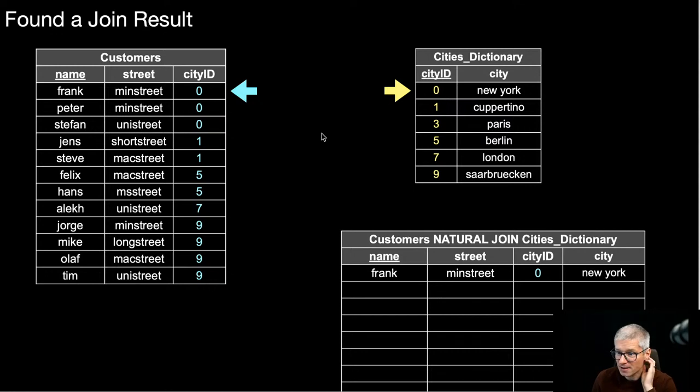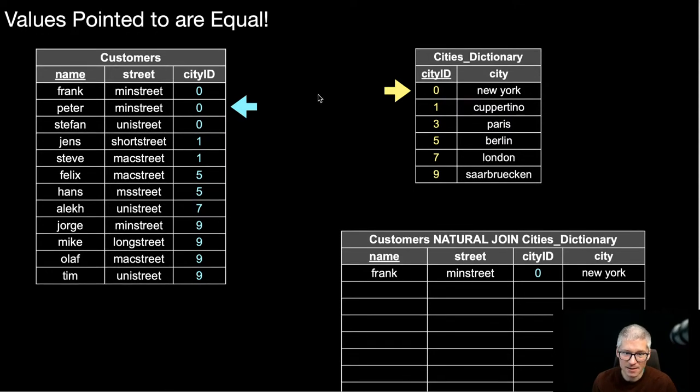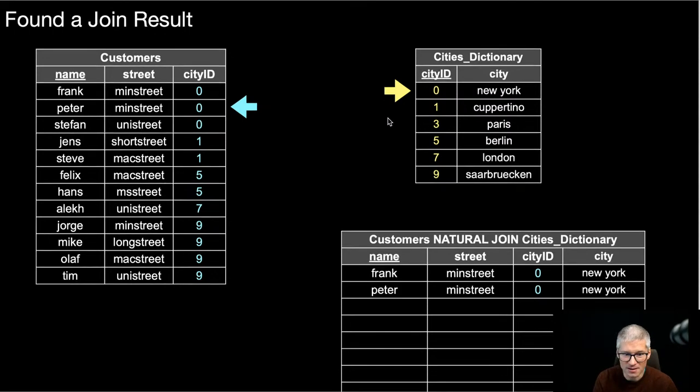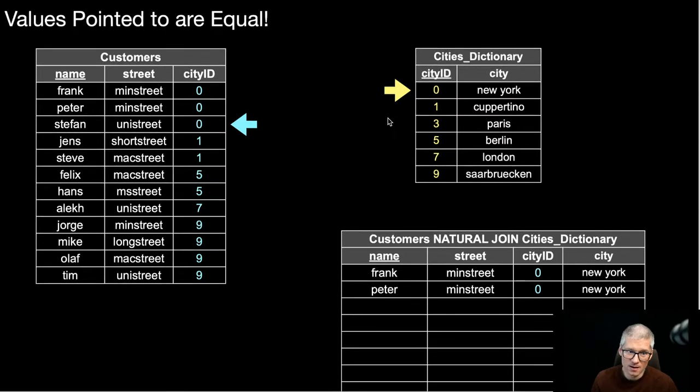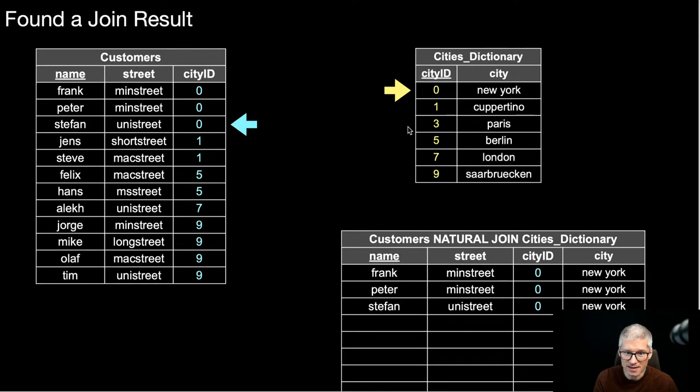Now I move the pointer forward, and in this case there's a tie. Both IDs are zero. I move the pointer on the left forward because that is a foreign key column. So in the next step, I move this pointer to the next element, and I have to perform the check. I check whether this is the same as that. It's obviously the same, so I found another join result. Now again, move the left pointer forward. Again, I do the check. There's another result. Okay, I add it to the result table.